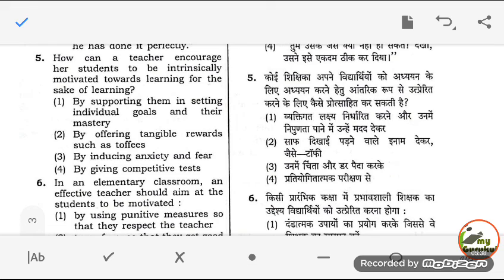As Malone and Lepper define, activities are intrinsically motivating if people engage in them for their own sake rather than in order to receive some external reward or avoid some external punishment. We use the words fun, interesting, captivating, enjoyable, and intrinsically motivating all more or less interchangeably to describe such activities. So the right option will be by supporting them in setting individual goals and their mastery. This is option number 1.